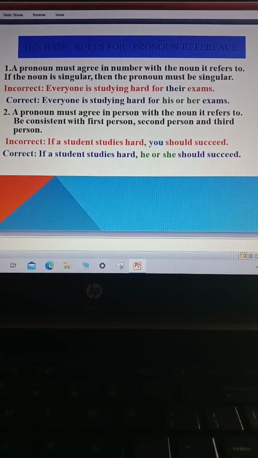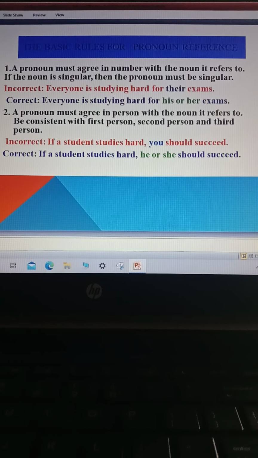That is, if the subject is first person, then the pronoun must be first person. If the subject is second person, then the pronoun must be second person. If the subject is third person, then the answer should be third person. Here you see the incorrect example: if a student studies hard, you should succeed. Correct answer: if a student studies hard, he or she should succeed. Here a student is third person, so I put he or she as the correct third person.